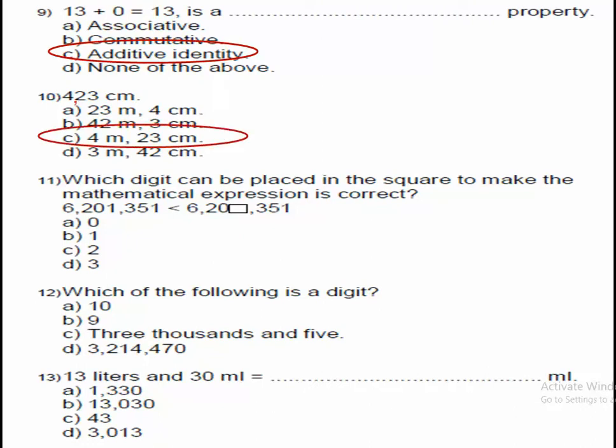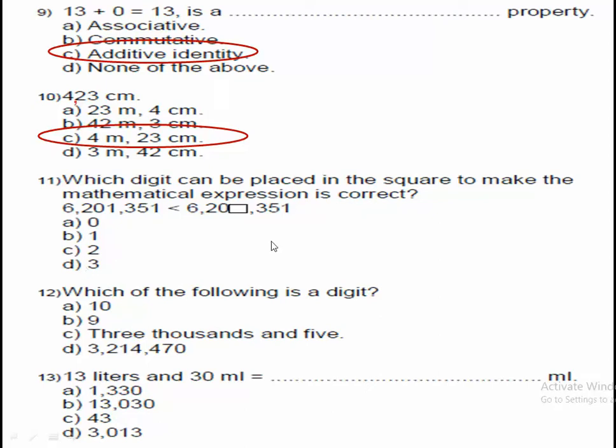Which digit can be placed in the square to make the mathematical expression correct? Okay, here we have 6,201,351. We need to put a number here to make it greater than this number. So we can put 0, I can't put 0, I can't put 1, but we can put 2 or 3.